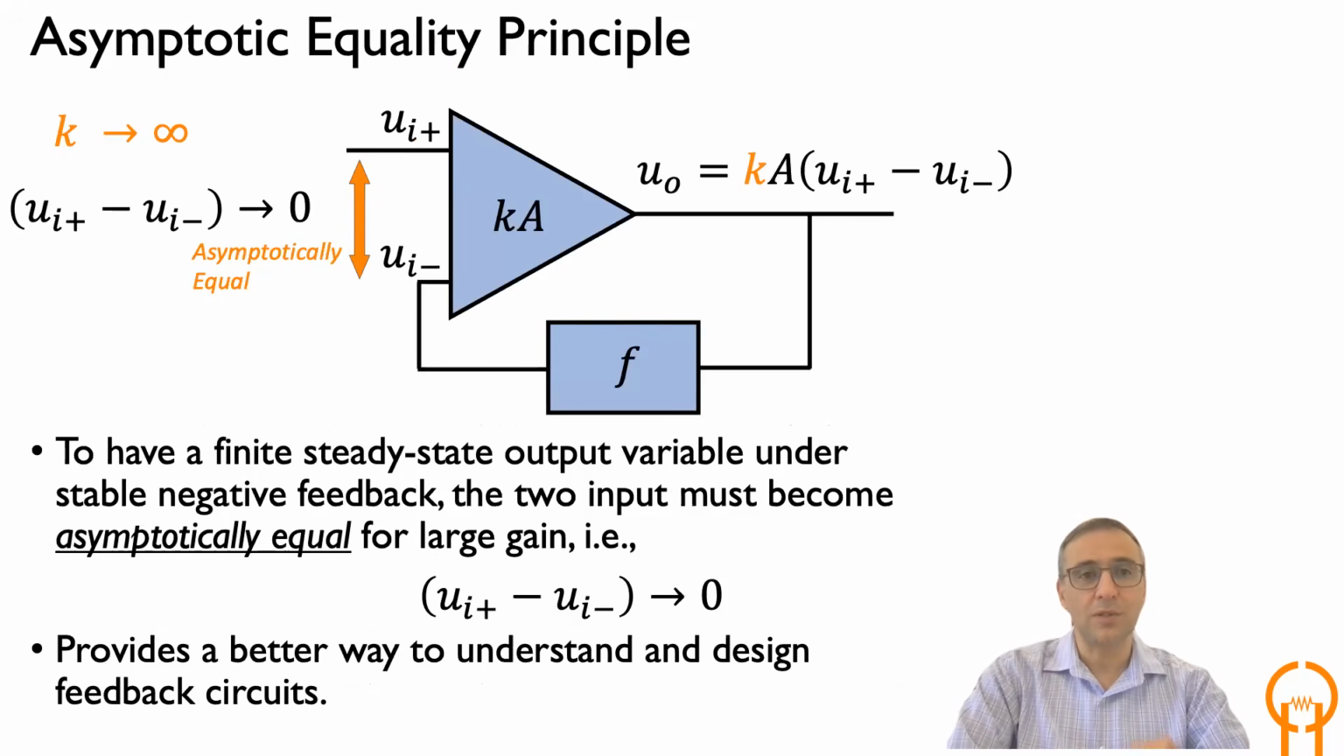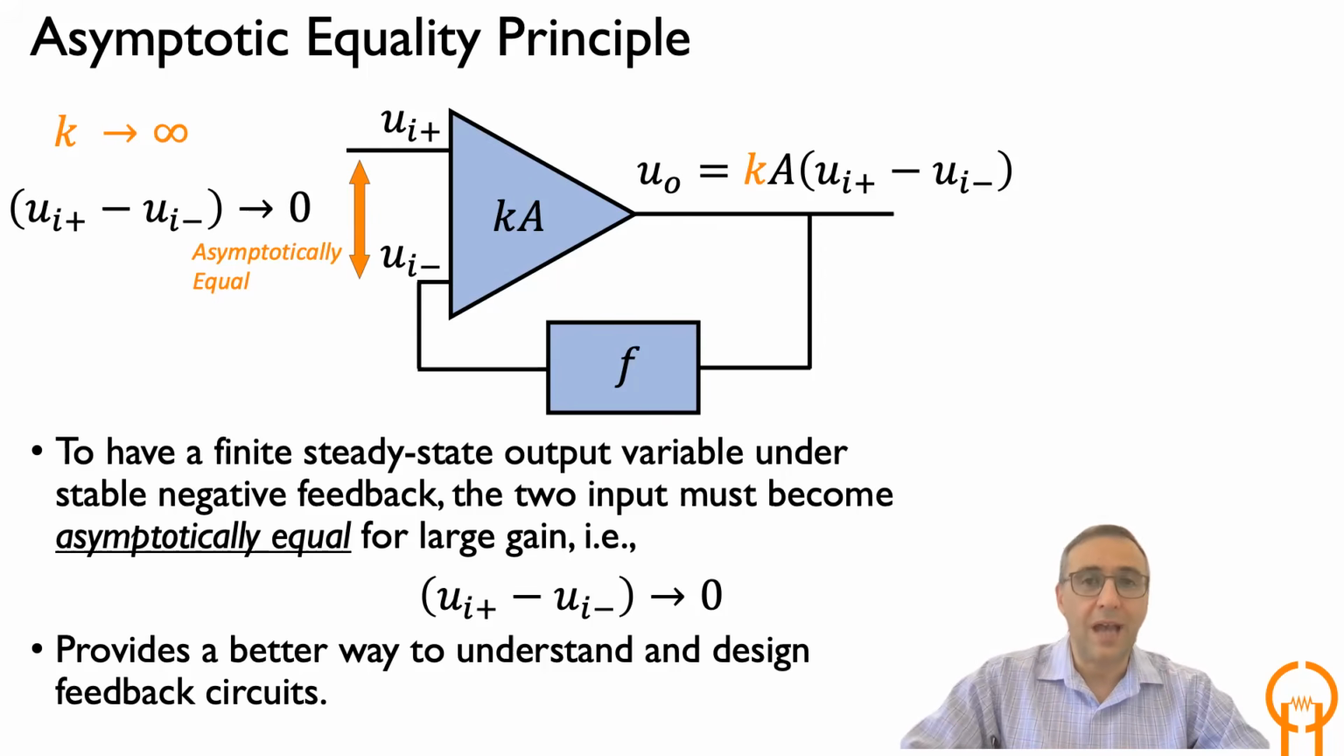Now, this brings us to an important principle, very useful for analyzing transistor level circuits and also op-amp level circuits, which we call the asymptotic equality principle. The idea is that you have negative feedback, and this is an important thing to verify first. Any circuit you want to apply this to must have at least a low frequency negative feedback. And you see in this example, you do have negative feedback. If the output goes up, then the output of the feedback network goes up, which takes the u_i minus up. And because of that minus sign, the output is going to be pulled down.